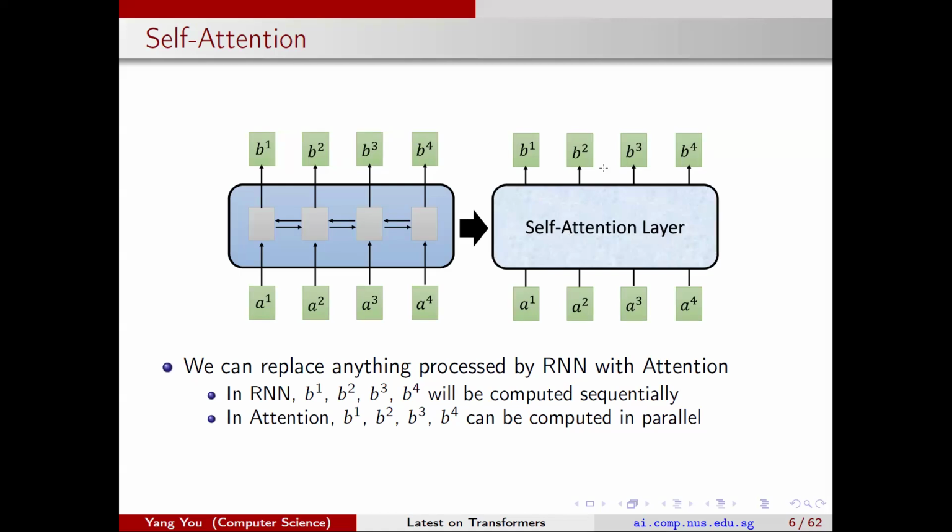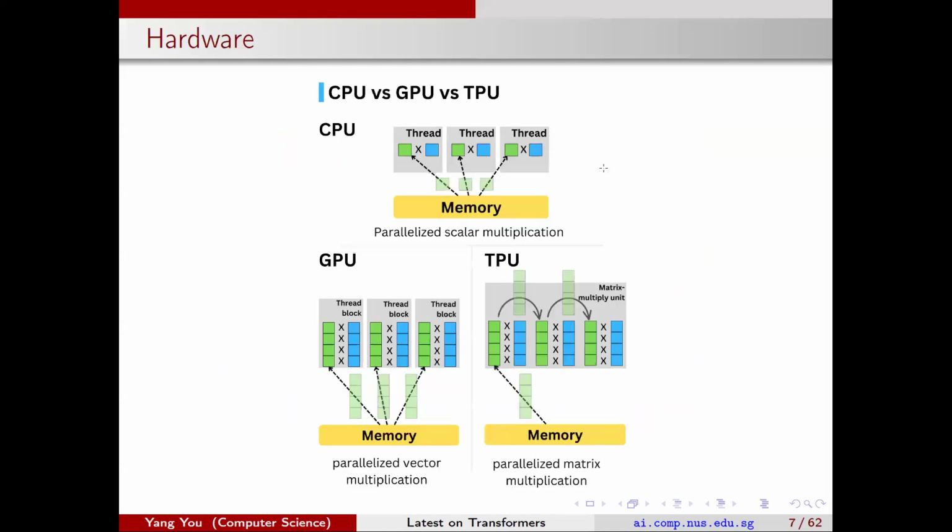This is a rough idea. Let me give you one piece of information for the R. So why is this important? Because now modern architectures like GPU and CPU are parallel computers.